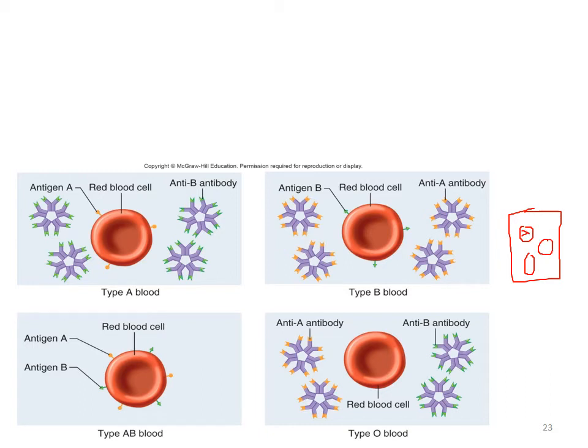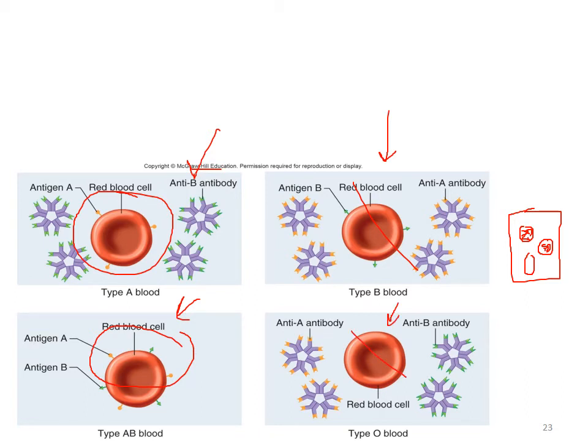So I have agglutination in this one, and I have agglutination in this one. That means that there is an A. Does this one have an A antigen? It does not, so it's not this one. Does this one have an A antigen? It does, so it could be this one. This one also has an A, so it could be this one. This one does not have an A antigen, so it can't be this one.